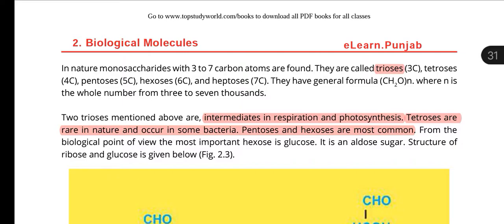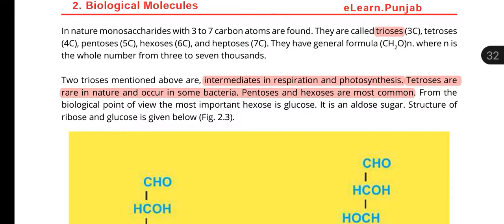So there are many types of monosaccharides. They may contain 3 to 7 carbons, and if they contain 3 carbon atoms, these are called trioses. If they contain 4 carbon atoms, these are called tetroses. If they contain 5 carbon atoms, these are called pentoses. If they contain 6 and 7, hexoses and heptoses. So we can say that they have the general formula CH2On. The ratio of hydrogen and oxygen is the same as present in water.